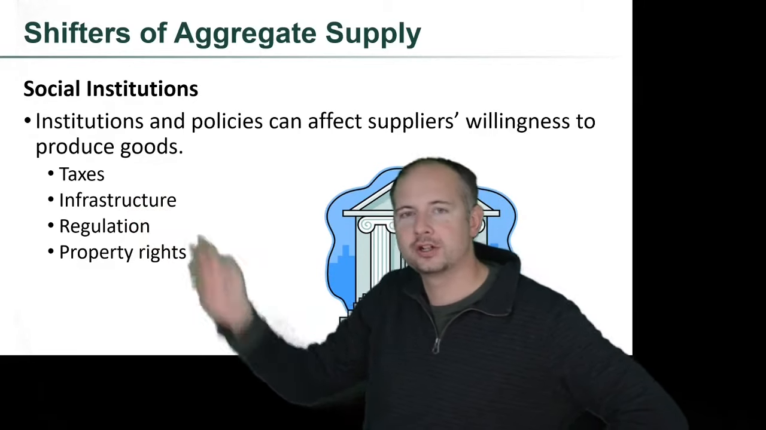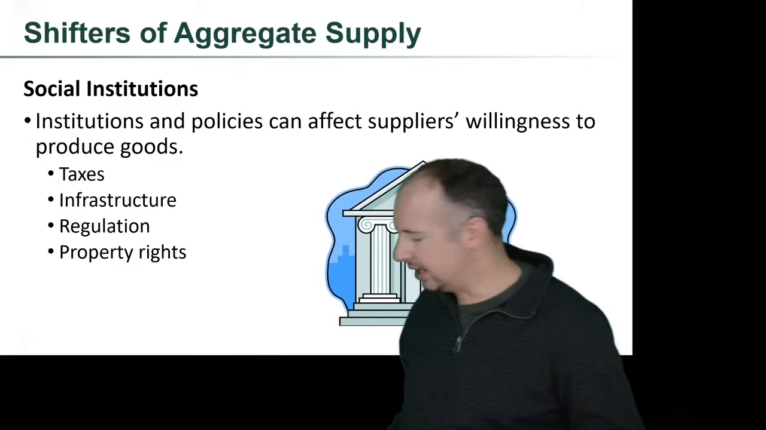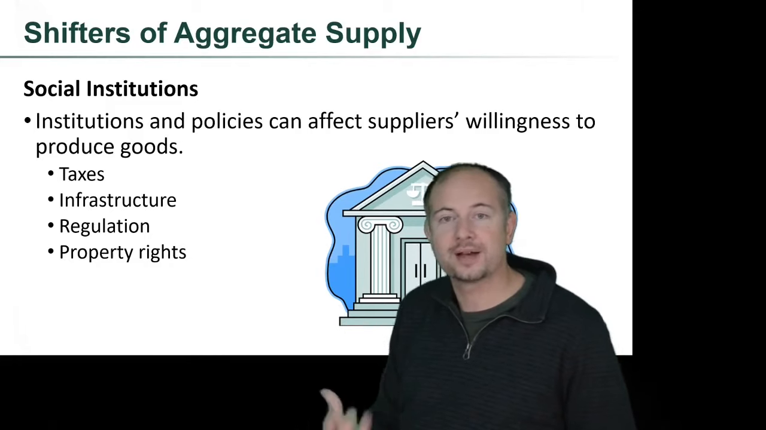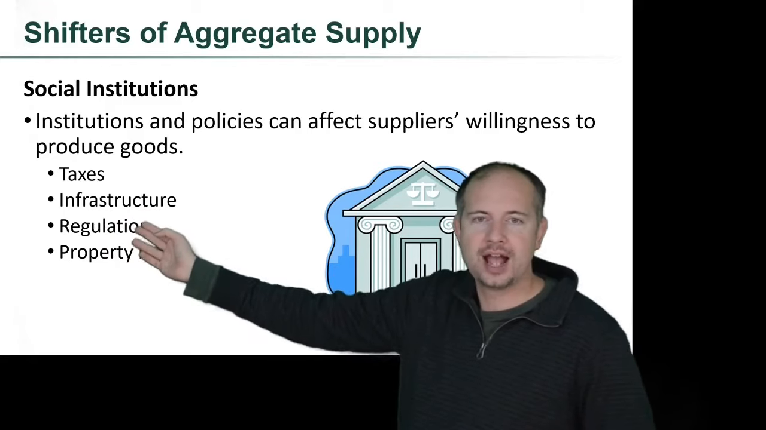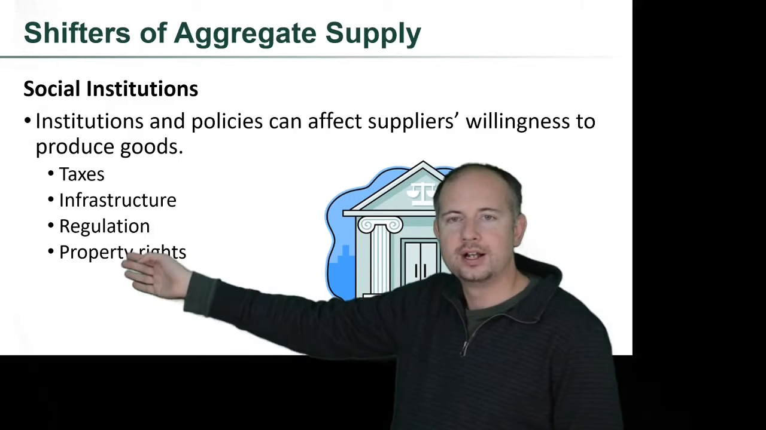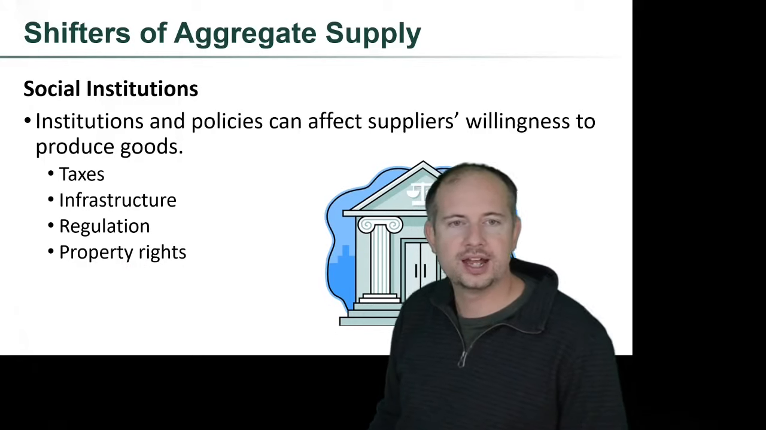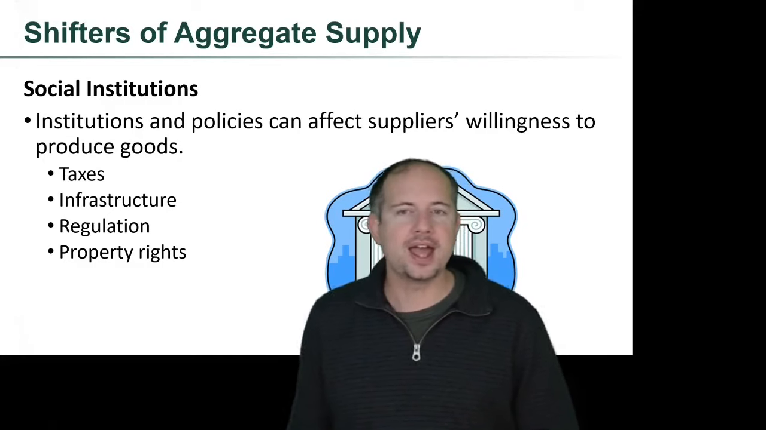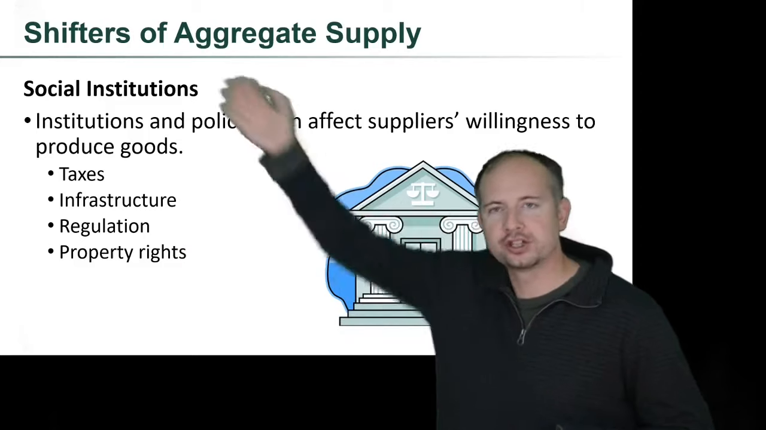Infrastructure: imagine your company makes washing machines that you have to ship all over the country, and the roads are terrible. Well, that's going to be a real issue for you in terms of how many washing machines you're going to want to produce. Regulations: if you're in a heavily regulated industry, that might affect your supply curve. Property rights: this is a big deal in developing countries where there's a concern that you'll spend all this money building a factory, and then the government just comes and takes it away from you. Right? So yeah, these are all shifters of aggregate supply.